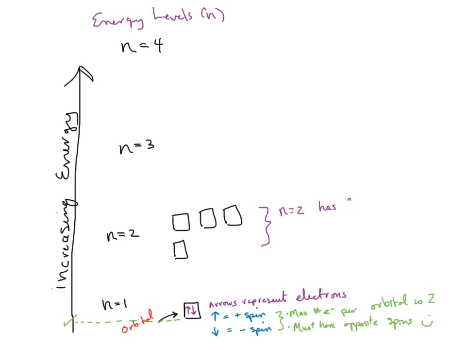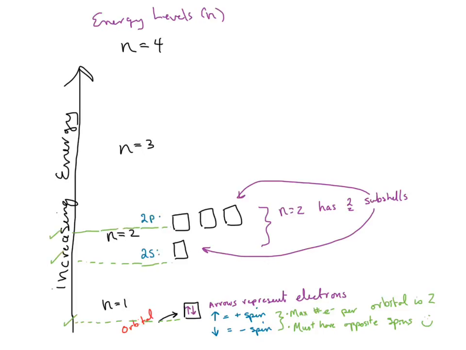So at the second energy level, n is equal to 2, there are 2 subshells. We'll be talking more about these different types of subshells, but there's an S-type subshell and a P-type subshell. So we call that 2s and 2p at the n is equal to 2 principal energy level. I hope that works for you. We're going to go up to n is equal to 3, and guess what? It gets 3 subshells.